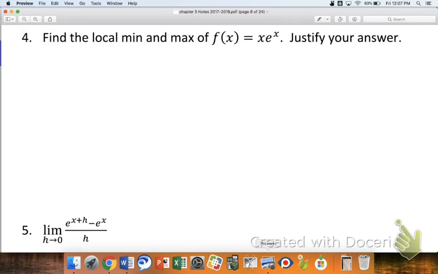So remember the commentary was, you guys said your candidates for local min or max are going to be critical points. And so you got to find your derivative in order to find critical points. Did you all recognize, a lot of you did, that that right there is a product? So if you're going to be finding a derivative of that, you have to use the product rule. Yeah. Thank you.